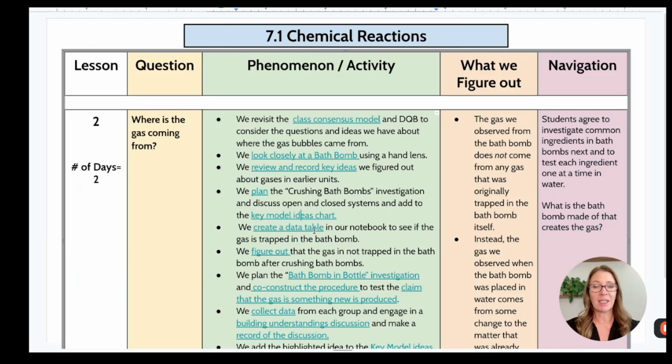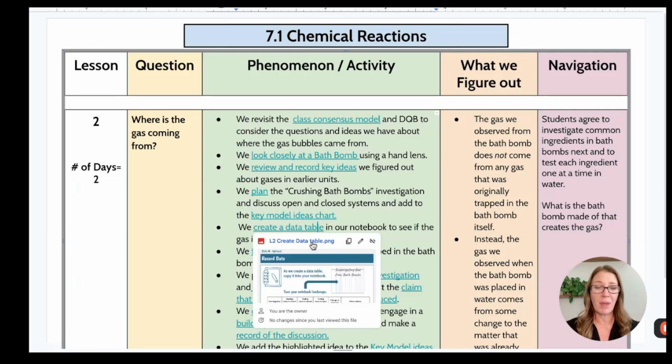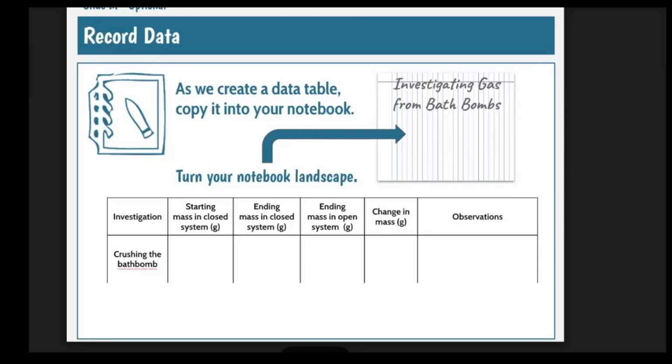Then we create a data table in our notebooks. And I will tell you, many teachers actually like to create these and have students paste them in their notebook, or sometimes they'll have some procedures that are on the slides and the data table. They almost create a handout with this stuff. It makes it go a little bit faster. And so we need a starting mass in a closed system, an ending mass in a closed system, and then an open system, and then change in mass.